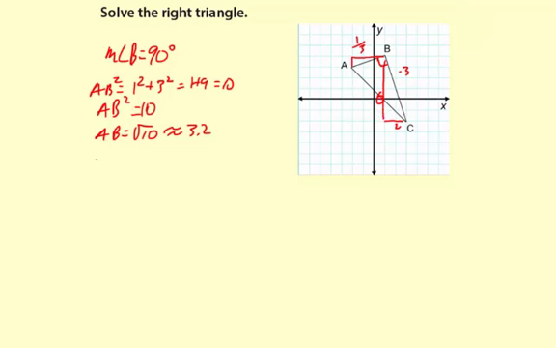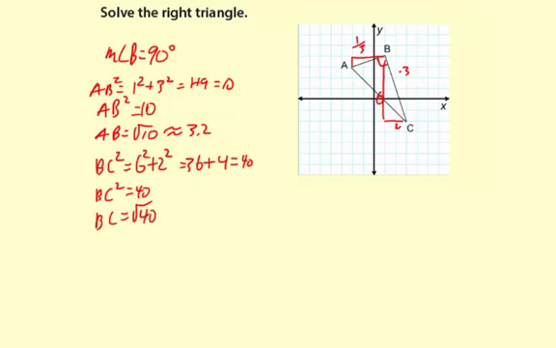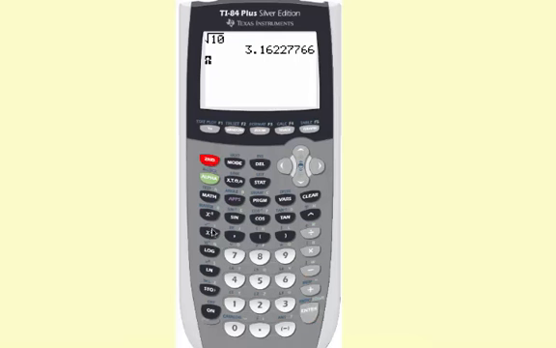So I can say BC squared equals 6 squared plus 2 squared. And 6 squared is 36, and then plus 2 squared, which is 4, which is 40. So I can say BC squared equals 40. And that means BC equals square root of 40, positive square root of 40. And on a calculator, 6.32, or 6.3.